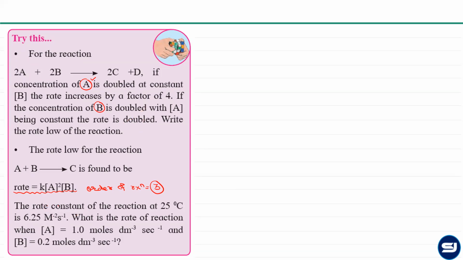Next, the rate constant of the reaction at 25 degrees Celsius is given, that is, the rate constant K is given. What is the rate of the reaction when A is 1 mole per dm cube? Second inverse will not come, that is wrong, because the unit of concentration is only molarity. So through this rate law, K times A raised to 2 and B raised to 1, we are asked to find the rate. Simply substitute the rate constant 6.25. Look at the unit. What is the unit?